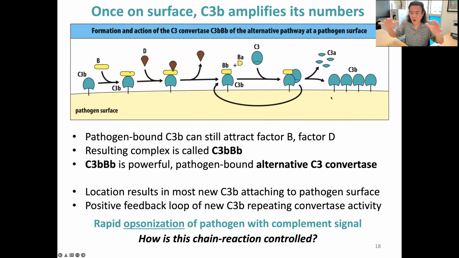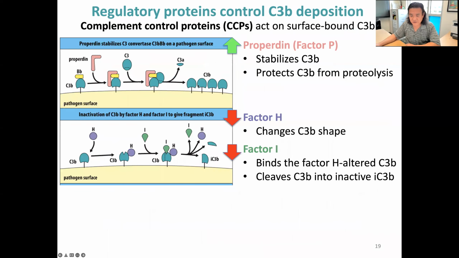All right. This coating of the surface is what we call opsonization. When you coat the surface of a pathogen target to make it easier to detect, you say you are opsonizing that pathogen. Right? So how do we control this? Because obviously this looks like a chain reaction, right? There are certain regulatory proteins that control the deposition of C3b. There are certain factors like this pink protein, properdin or factor B, that stabilize the proper shape of a C3 convertase, thereby making it more efficient for it to carry out its job.